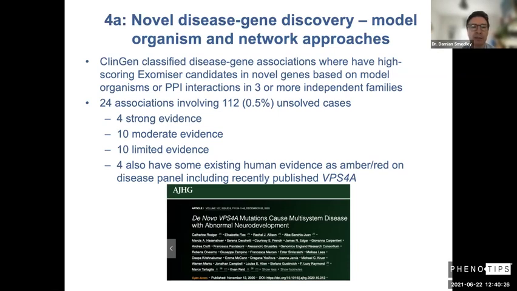And then I've taken all those and used the ClinGen classification and protocol to try and say whether we've got strong, moderate, or limited evidence for disease gene associations so far. As you can imagine, most of them are in the limited or moderate evidence category at the moment. We need to collect more cases, find more segregation data, or do some functional work. But actually, 4 of our 24 candidates already have some human evidence, and 1 came out recently as confirmed, this VPS4A and an intellectual disability disorder.